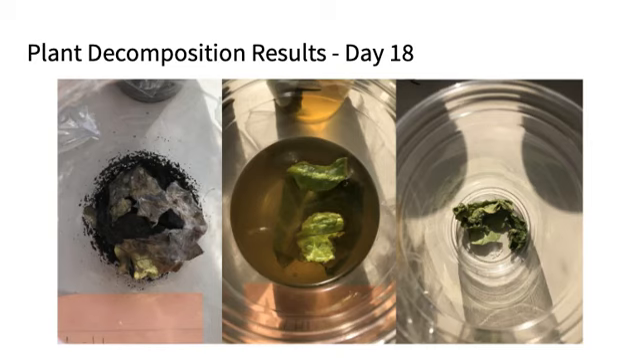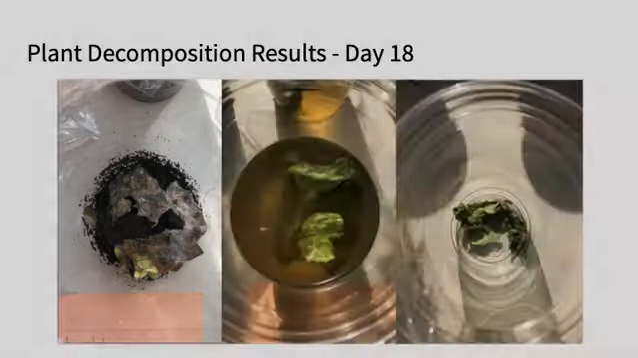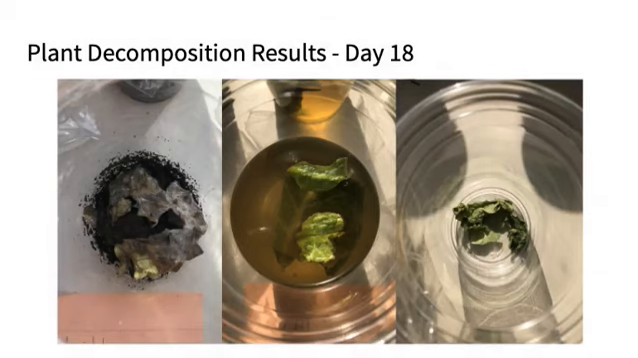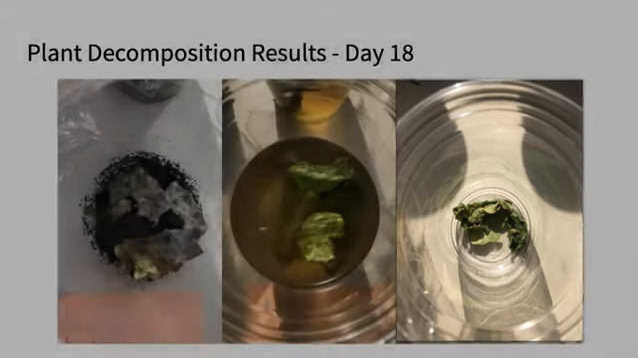This is what the cups will look like after 18 days. Notice that only the cup with lettuce and soil allowed the plant to turn brownish black and break down. With the water cup, the lettuce became soggy and saturated with water, but it did not turn brownish black like the soil cup with lettuce did. The plain lettuce shriveled because it lost water, but it did not turn brownish black.